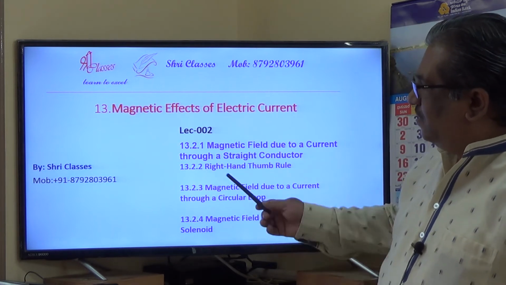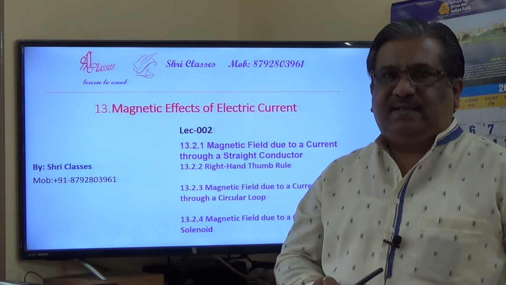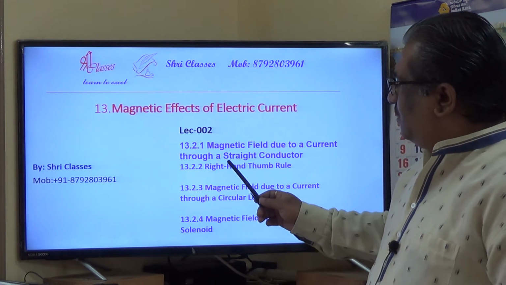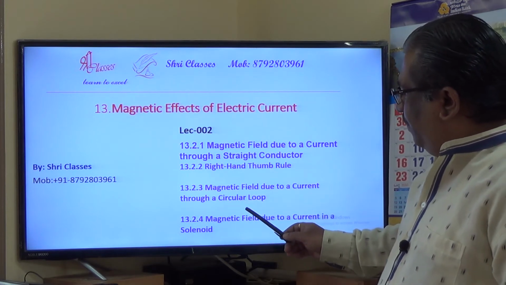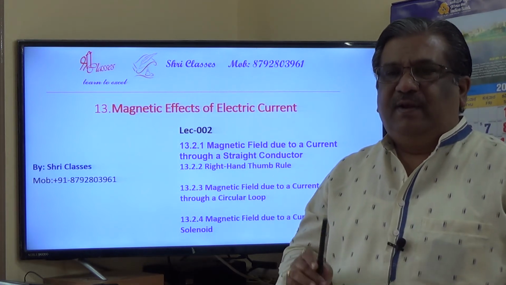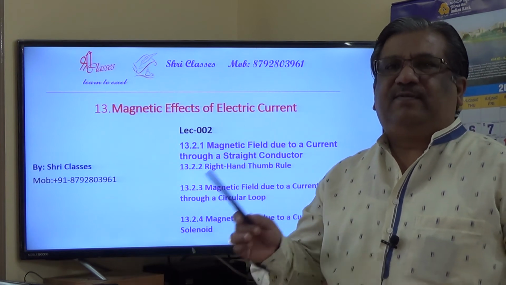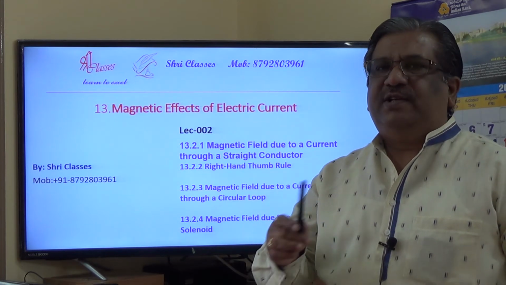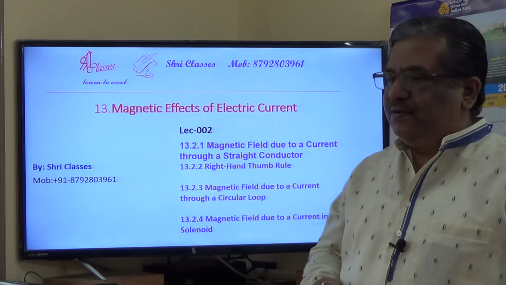In this lecture we are going to see the patterns of the magnetic fields, field lines and their directions in case of a current carrying straight conductor, a current carrying circular loop and a current carrying solenoid. So these are the three parts in which we will be studying the pattern of magnetic fields produced, the direction of the magnetic fields produced, and if the conductor becomes a magnet, which is the north pole and which is the south pole of the conductor. So this is what we are going to study now.